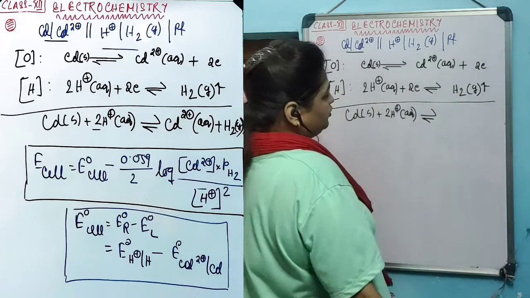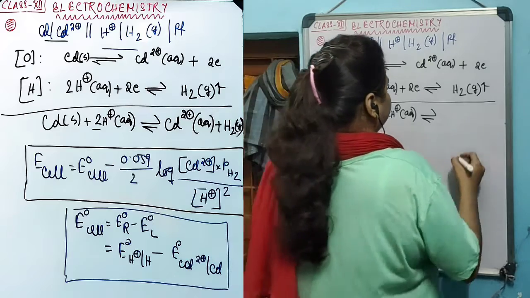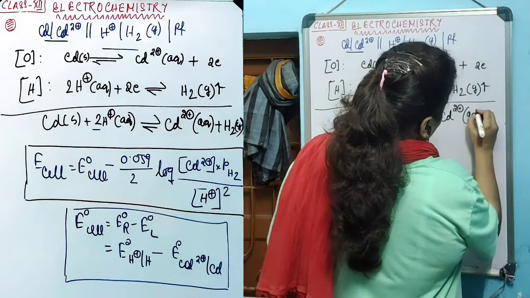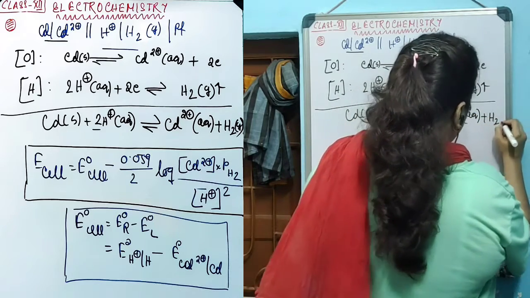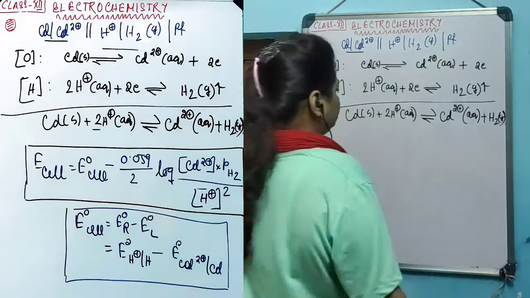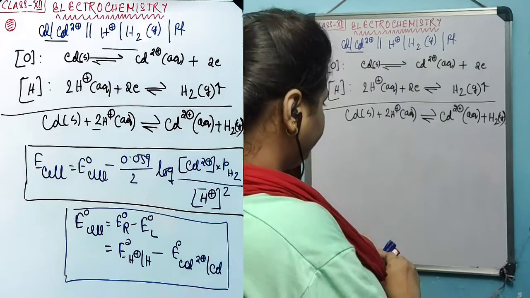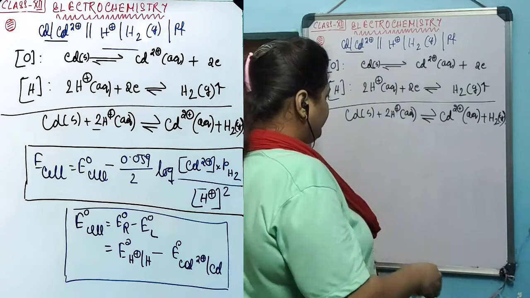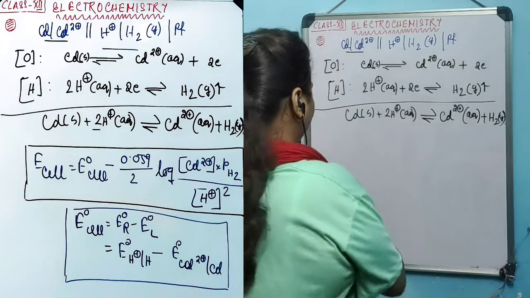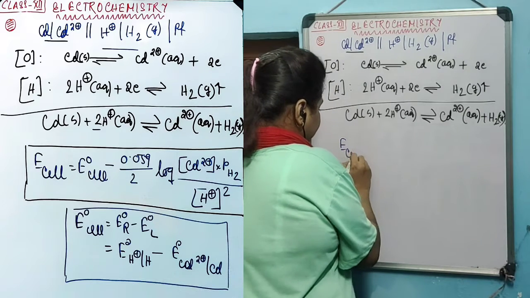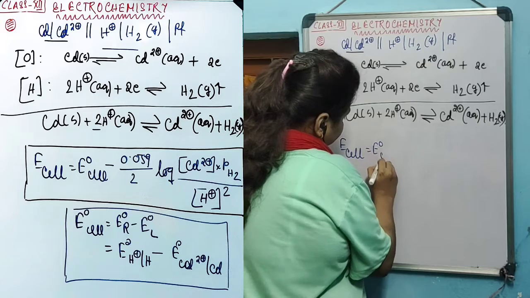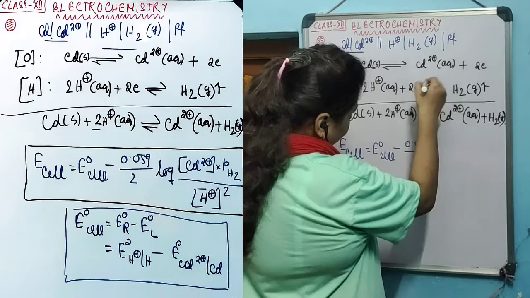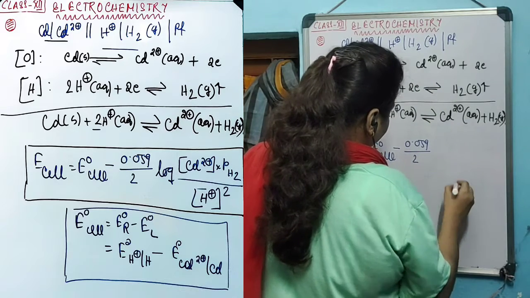The 2 electrons on both sides will cancel each other, and the products will be cadmium 2+ in aqueous state and hydrogen gas will evolve. This is the overall chemical reaction that is happening in the entire galvanic cell construction. So the potential for the entire galvanic cell will be represented by E cell equals E naught cell minus 0.059 by 2, again because 2 electrons are transferred in this overall reaction.